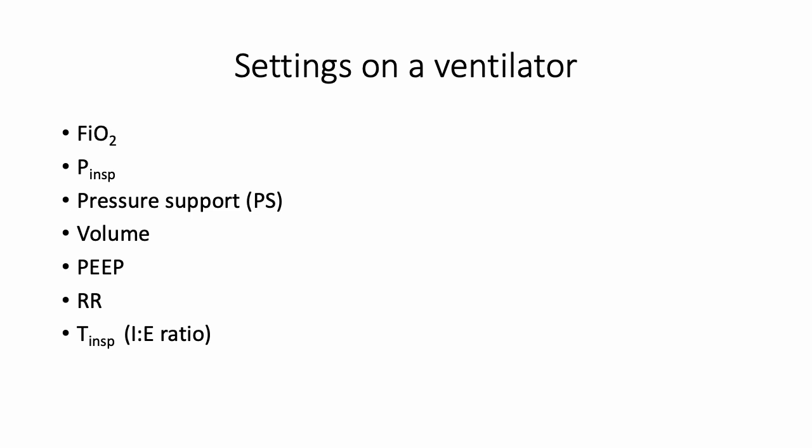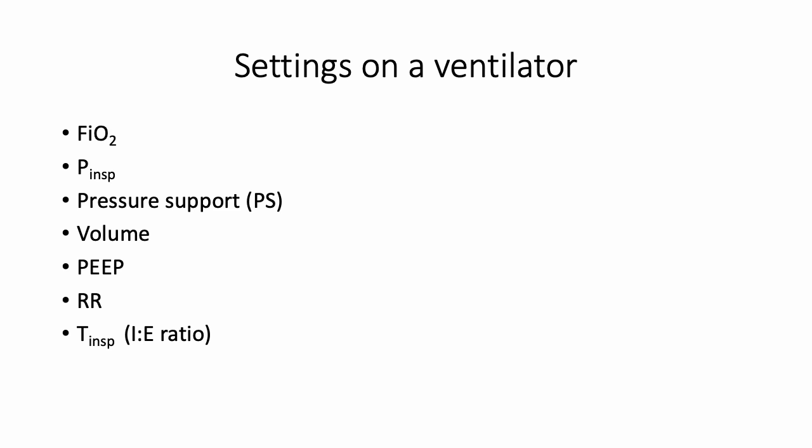There are lots of settings on a ventilator, and it can be a bit confusing when you first start, but obviously the easiest to understand is the FiO2, or the fraction of inspired oxygen. How much oxygen are we giving that patient? Then the P-insp, or the inspiratory pressure. If we're on a pressure control mode, then this is the pressure we're setting to deliver the breath. Pressure support: when the patient takes a breath, how much extra pressure is the ventilator going to give them?